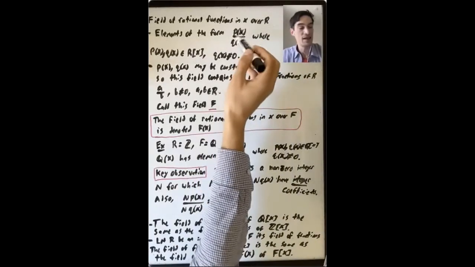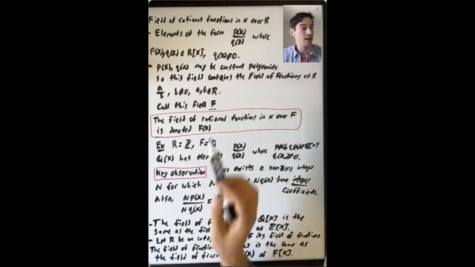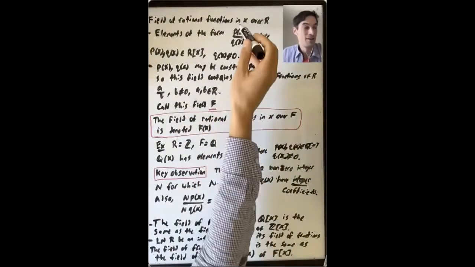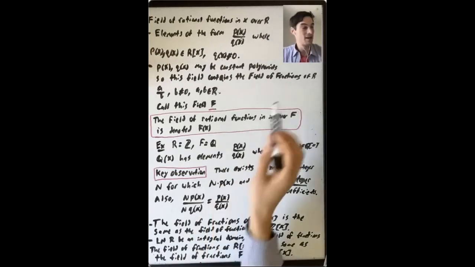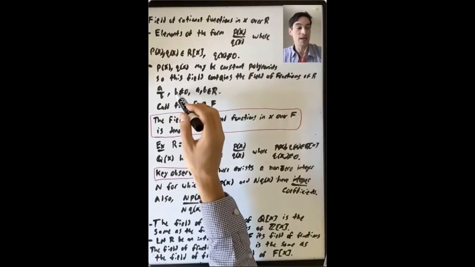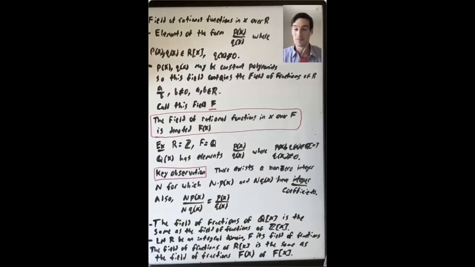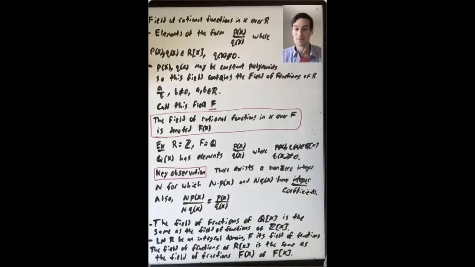So you can see that this field of fractions of R bracket X is going to contain the field of fractions of R as these equivalence classes where both p of x and q of x are constant polynomials. Things that look like a over b, where b is non-zero and a and b are any elements of R. So let's call this field of fractions of R, let's call that F.